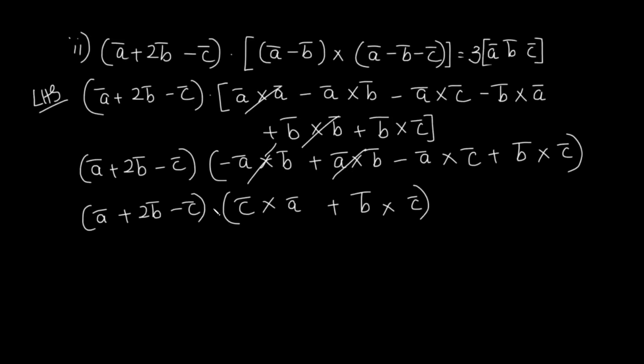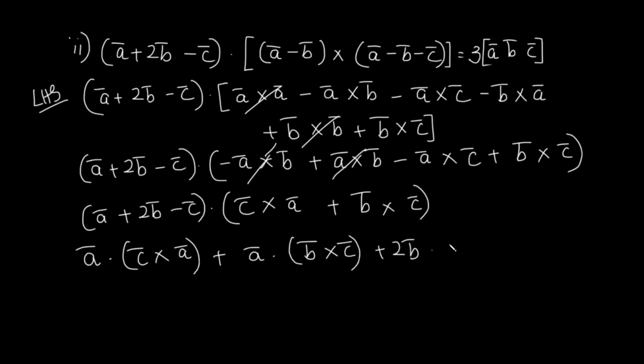Now what we do is we open the brackets, since there is a dot over here. That means we take the dot product like this. A dot C cross A. No, it is actually A dot, not 2B. Yes, A dot B cross C. Now we can take plus 2B dot C cross A, plus again 2B dot B cross C.